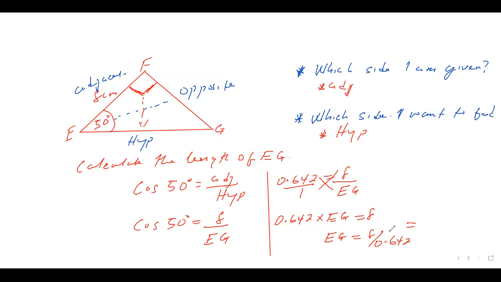What is 8 divided by 0.642? Can anybody tell me, please? 12.46. Centimeter. I want to put it to 2 decimal places, so that would be 12.46, right? We cool, everyone? Yes, sir.